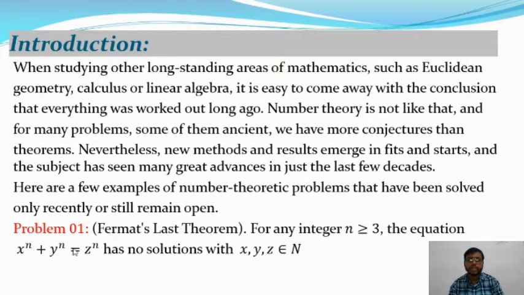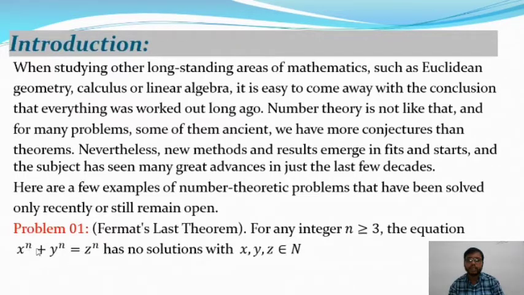The first problem is Fermat's Last Theorem. This is a very important part, and this theorem was proved in the 20th century, after being open for hundreds of years. Here is the problem: for any integer n greater than or equal to 3, the equation x to the power n plus y to the power n is equal to z to the power n has no solution with x, y, z belonging to N. Here x, y, z are all integers satisfying this equation.